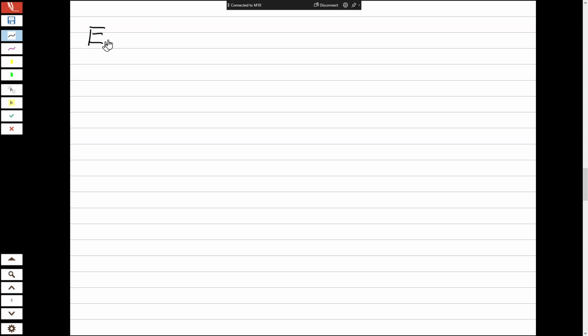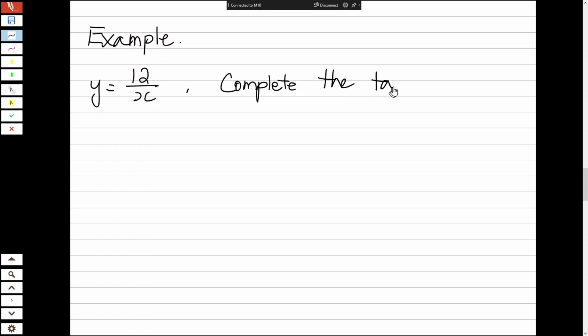Okay, so here's our first example with inverse proportionality. In this example, I'm going to start by telling you y equals 12 divided by x, and all I want you to do is complete the table. So there's no need to find k yet. I've told you the value of k. This is like the first question in the exercise. They give you a table of values, x and y.